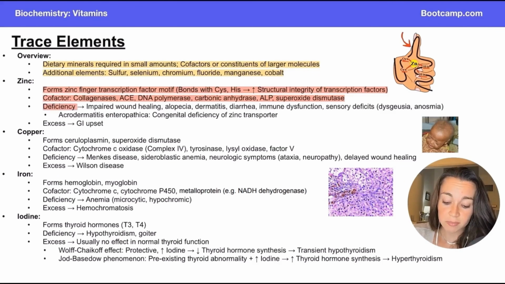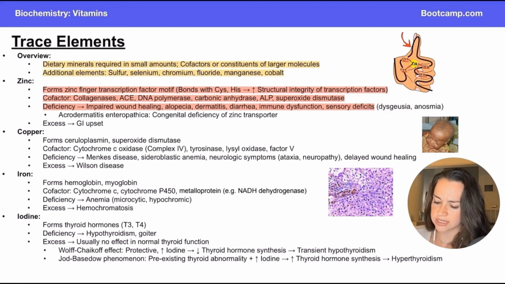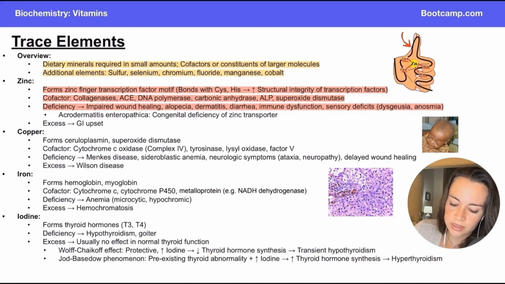It's characterized by impaired wound healing, as well as alopecia, dermatitis, diarrhea, immune dysfunction, and sensory deficits. So things like dysgeusia or anosmia, problems or changes in taste and smell. The real triad for zinc here is alopecia, dermatitis, and diarrhea, but I would also make sure that you know the wound healing aspect as well.